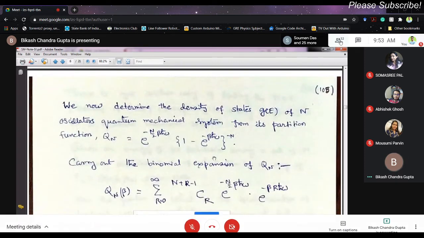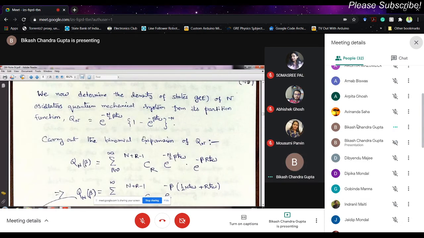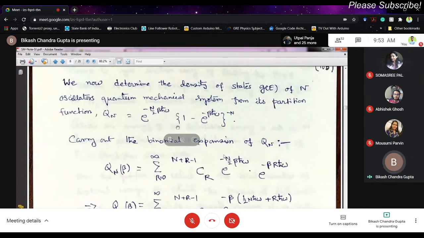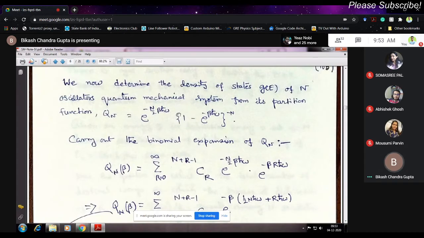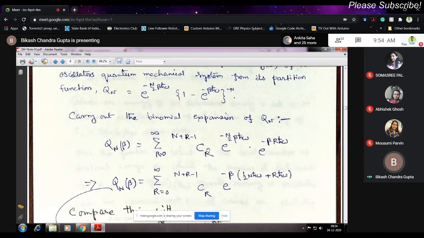I rewrite this as the n particle partition function, and you have the binomial expansion of this quantity. If you write it in the binomial form, it will take this form: sum over r equals 0 to infinity of (n plus r minus 1) C r, e to the power, and this factor is as it is there. Apart from this, this entire thing is basically the binomial expansion of this. Okay, so once you obtain this, you can couple these together.